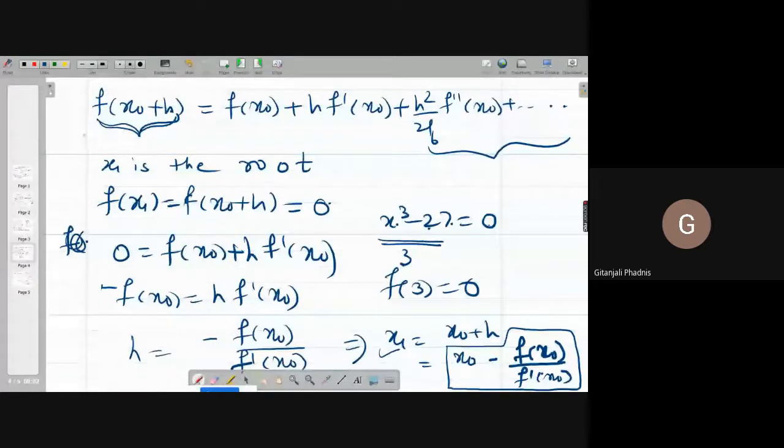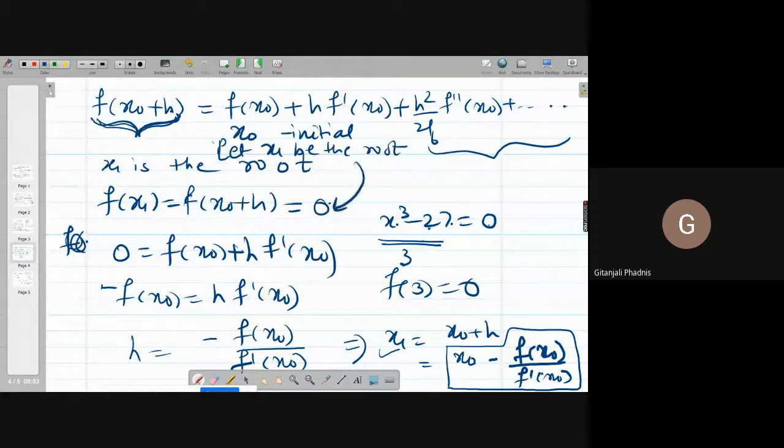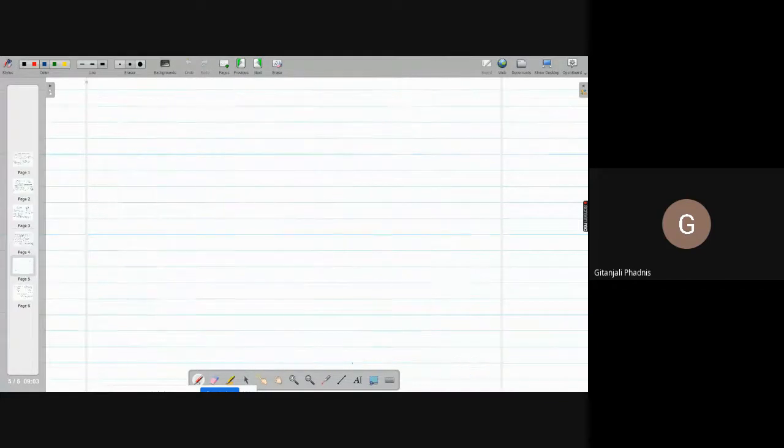हमने यहाँ पे एक assumption किया है कि x naught is the initial approximation and x1 is a root. If x1 is a root, जब मैं कहती हूँ x1 be the root, then I can say f(x naught plus h) or f(x1) is equal to 0. Then I can find out h. Now, if you find that x1 is not the root, that means your function's value is not becoming 0. Then you continue this process.